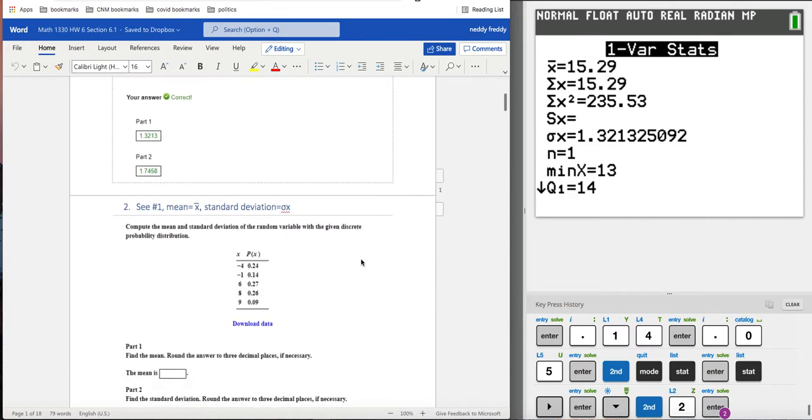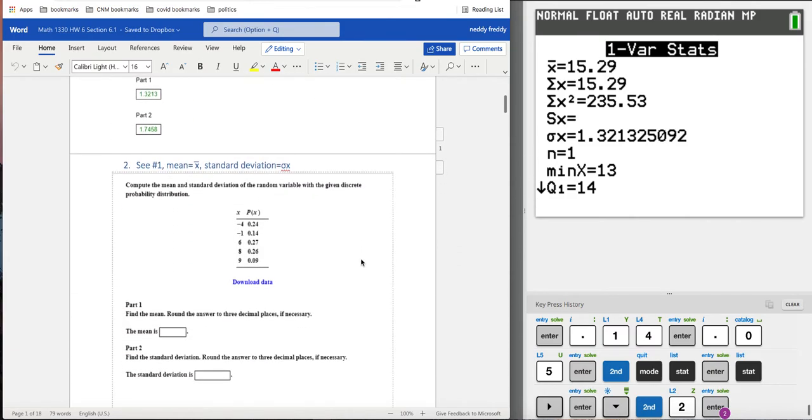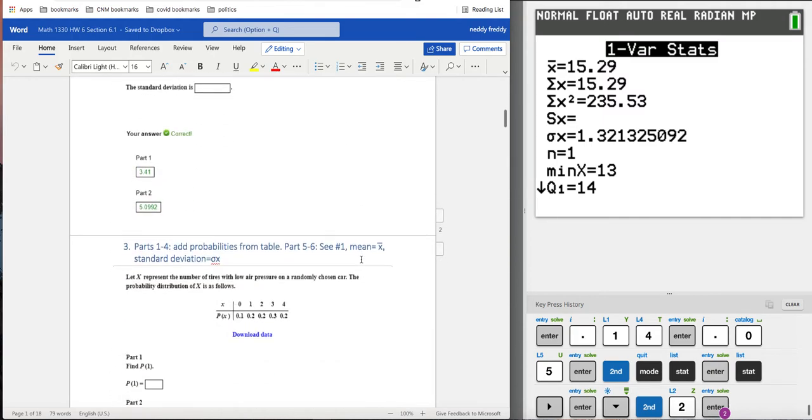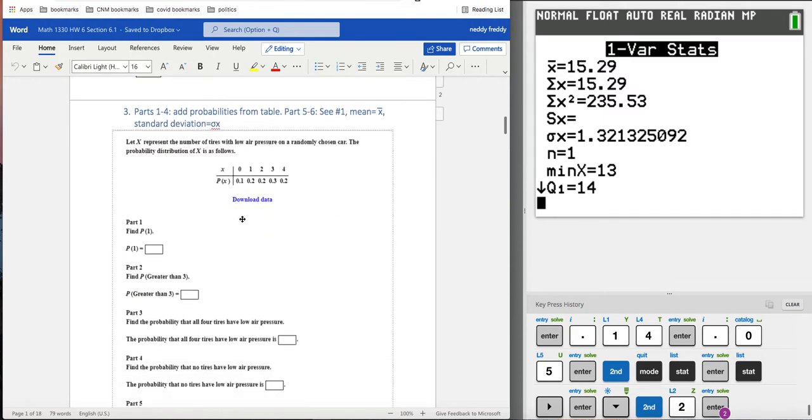The other things in this section, there's not really any particular calculator function for them. They're mostly just the ability to read a table like this. So for example, if it says P of 1, you're just reading the P value that goes along with the x value of 1. So it's 0.2.